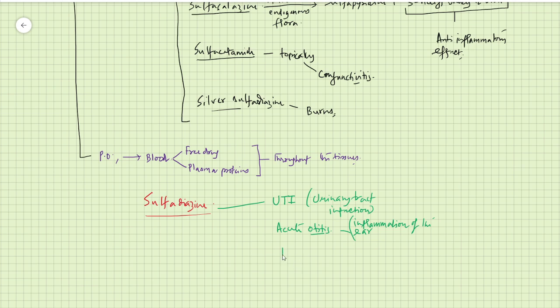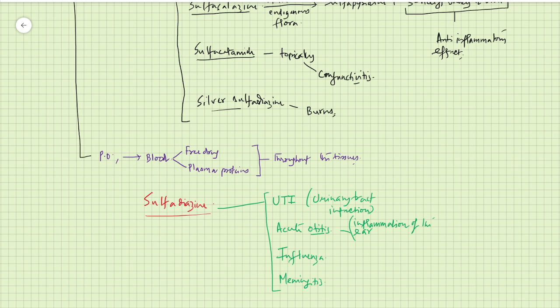It's given for influenza, which is basically a disease caused by a virus, and it's given for meningitis. What is meningitis? It is the inflammation of the meninges. What are meninges? The meninges are the coverings of the brain: dura mater, arachnoid, pia mater. So it's given for these conditions.